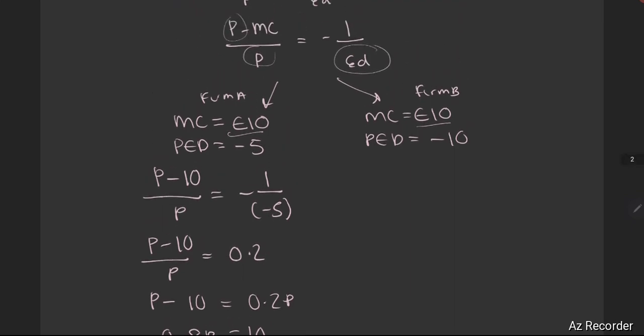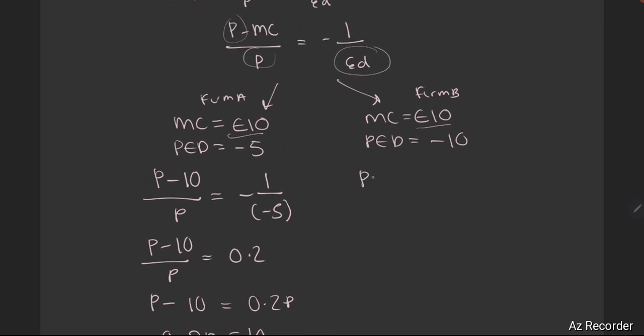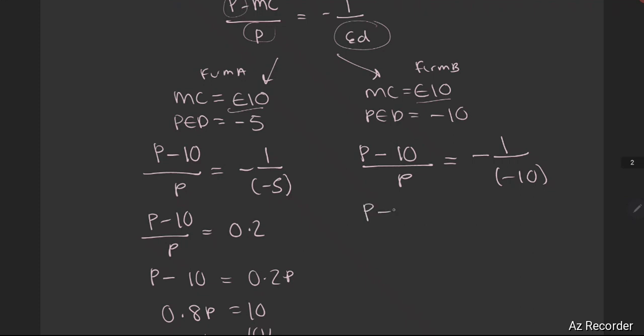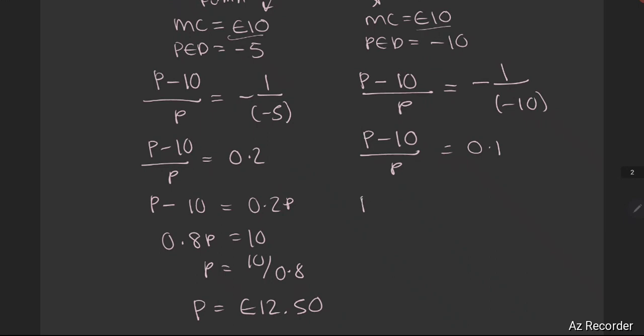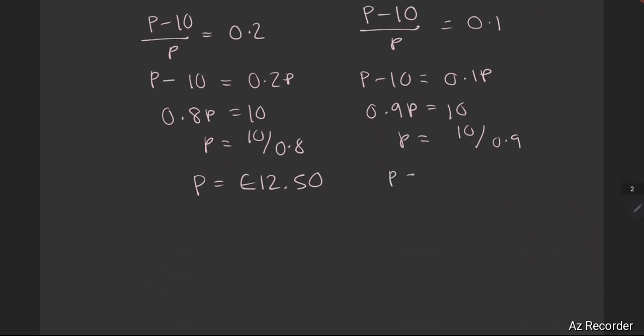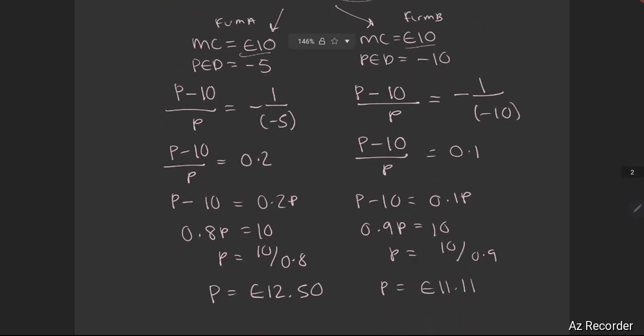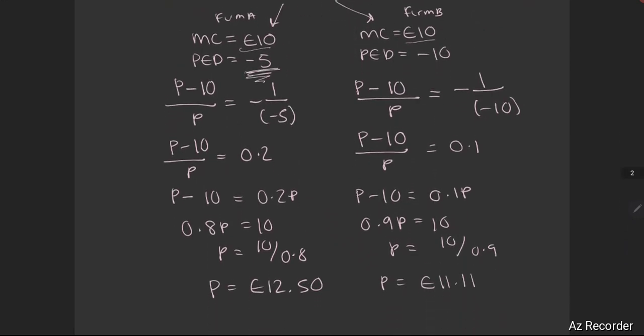Okay, so for firm B, we have price minus marginal cost, which is 10, over price is equal to minus 1 over minus 10. Price minus 10 over price is equal to 0.1. Price minus 10 is equal to 0.1 price. 0.9p is equal to 10, p is equal to 10 over 0.9. 10 over 0.9 is equal to £11.11.